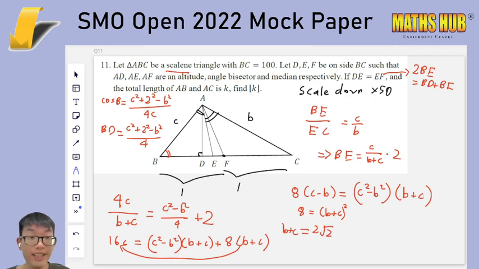Now remember, that's not the answer because we scaled down by 50 to avoid the big number. So we shall scale it back up by 50 again. So floor of K is floor of 50 times of this, which is 100 root 2.